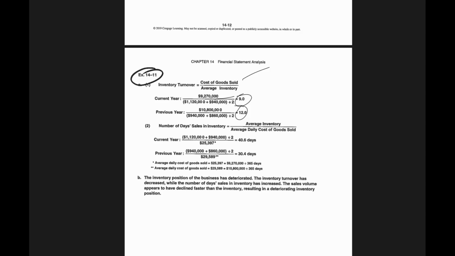Number of days sales in inventory, we take that average inventory again, which we just calculated right here, and we divide that by the average daily cost of goods sold. And they provide that number as well, 9,270,000, divided by 365 days is 25,397. So the number of days sales sitting in inventory, 40.6 as compared to 30.4.